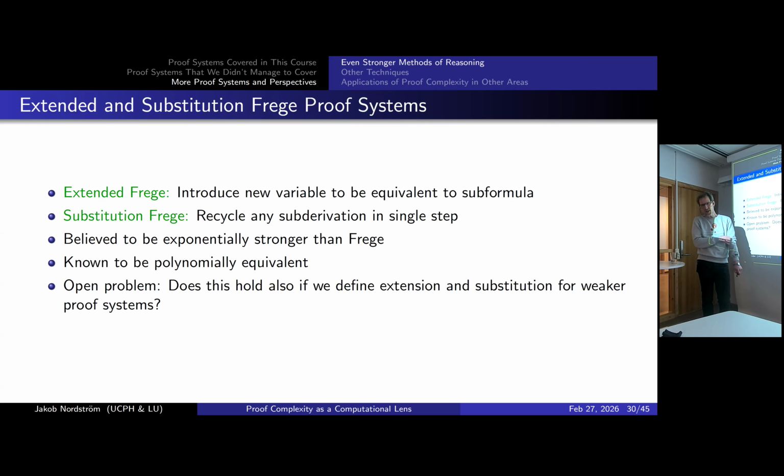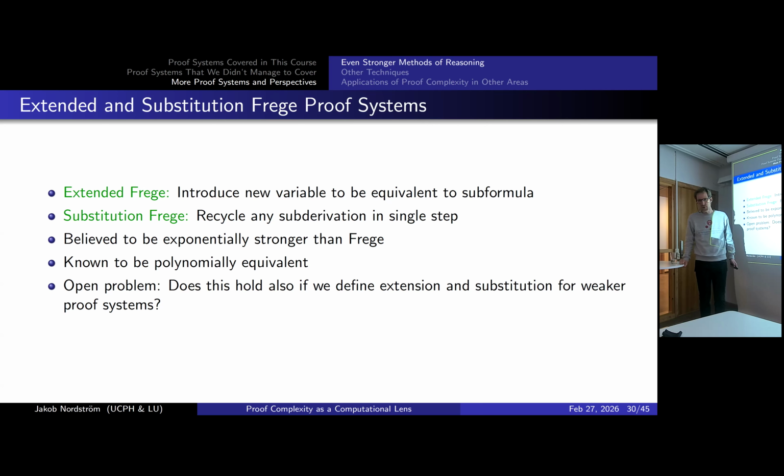In the other direction, you can extend Frege with the possibility to define variables that carry the meaning of a formula. Just define a new variable x that has the same truth value as a sub-formula. That's extended Frege, essentially. Substitution Frege is a Frege proof system where you can just recycle. You've done a nice subderivation. In a single step, you can say, oh, I want to recycle this subderivation, but apply it to other premises, and then clearly I should get this other consequence. So it's like recycling lemmas, if you will. These proof systems are believed to be exponentially stronger than Frege, both of them. They're known to be polynomially equivalent. And now we're obviously way beyond anything we can prove lower bounds for.